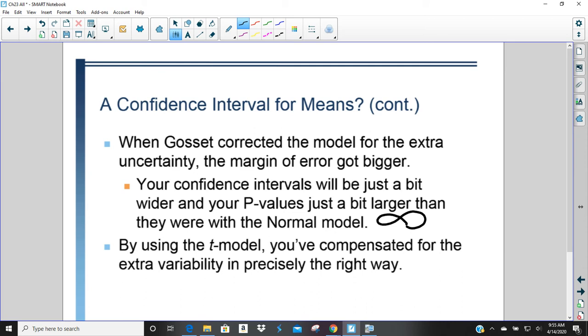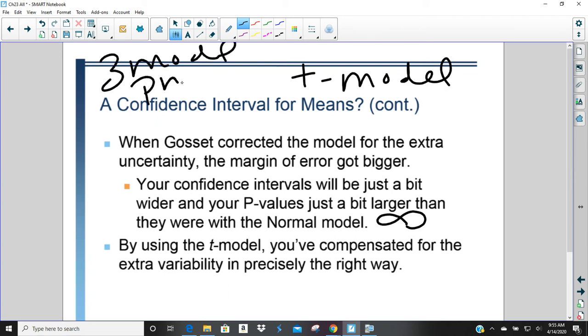So we're going to use the t model for means. We're going to use the z model for proportions. Super important. Put that into your memory bank, because as soon as I see means, I'm going to do a t sample. As soon as I see a proportion, I'm going to do a z-score. Okay?